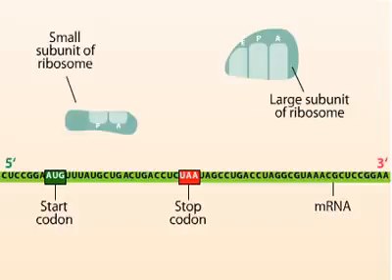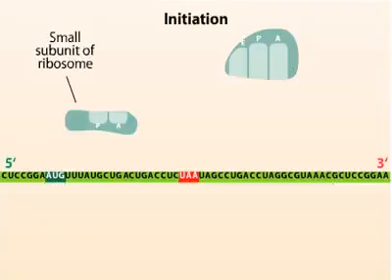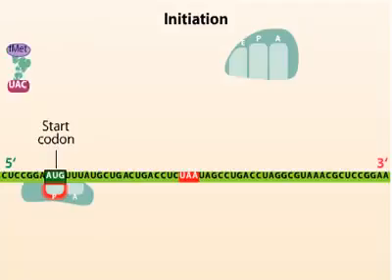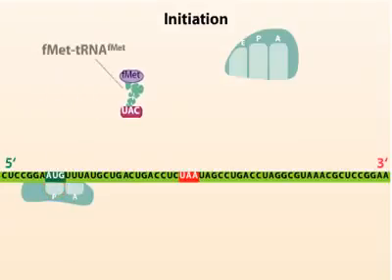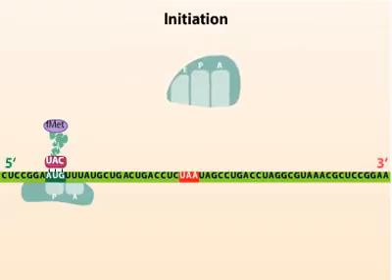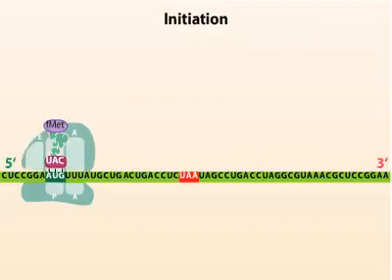In translation, amino acids are assembled into proteins. Bacterial translation is initiated in 3 steps. First, the small subunit of the ribosome binds to the mRNA so that the P site is positioned over the start codon. Second, the initiator tRNA with N-formylmethionine attached binds to the mRNA through base pairing between the codon and the anticodon. Third, the large subunit of the ribosome joins the complex to complete initiation.